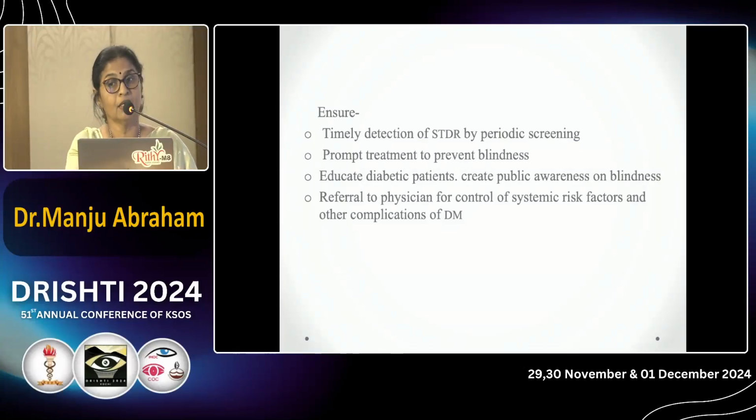Now, to sum it all up, the ophthalmologist should ensure timely detection of STDR by periodic screening. Prompt treatment should be initiated to prevent blindness. You educate the diabetic patients and create public awareness on this blinding condition, and refer the patient to the physician for better control of the systemic risk factors and other complications of diabetes.